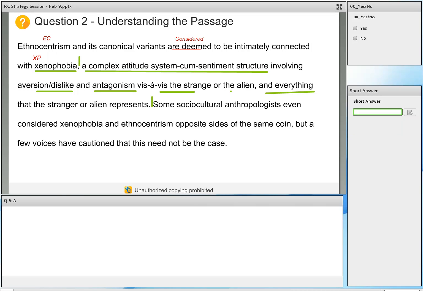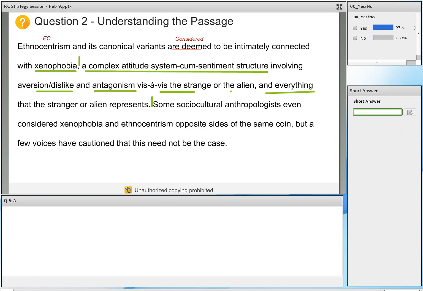How many of you were able to summarize this part, the definition of XP, in this manner? Good. Then I read further. Now, one more thing. The definition of XP, is that a fact or is that an opinion? Is that a fact, yes or no? Yes, it's a fact. Absolutely right.